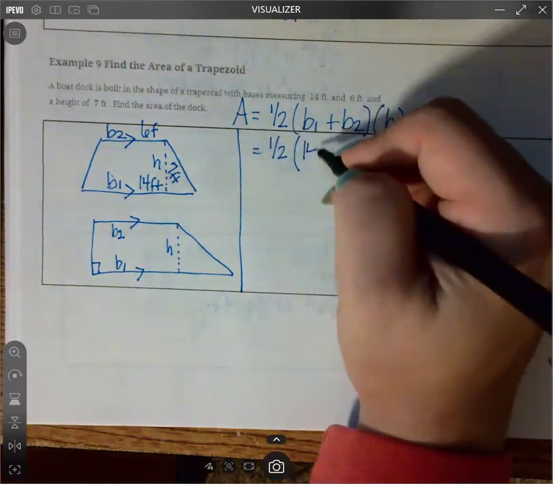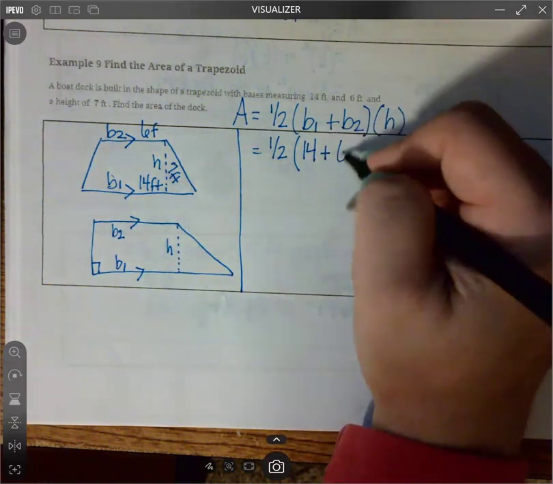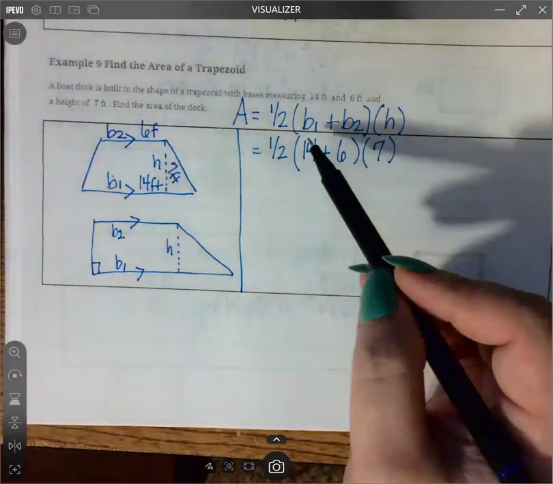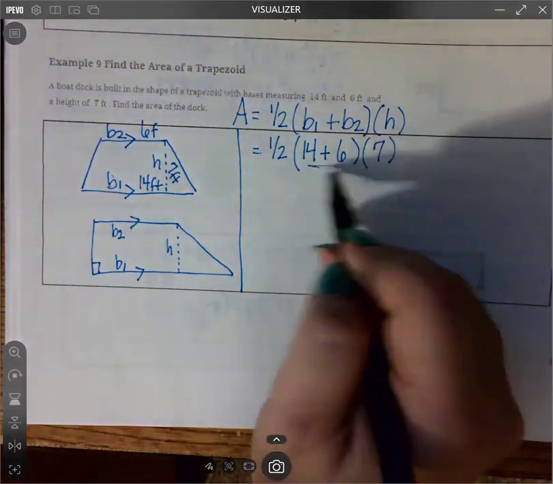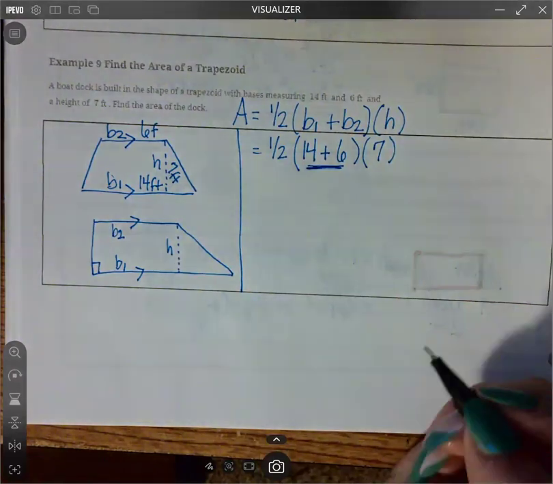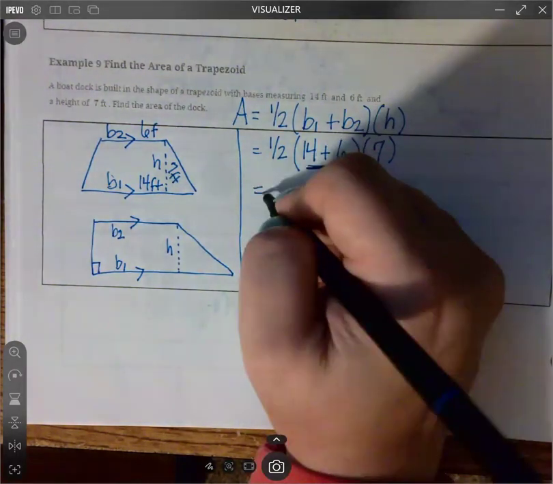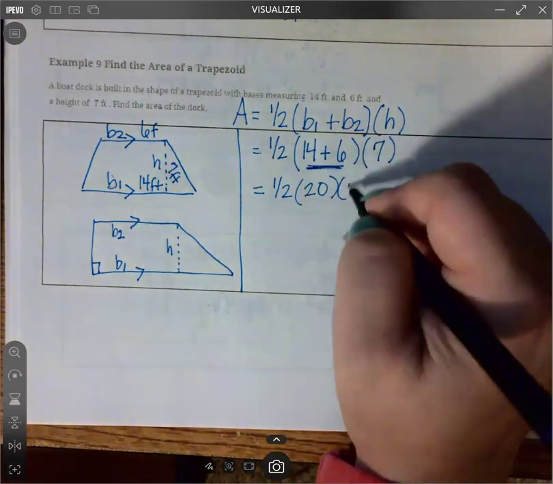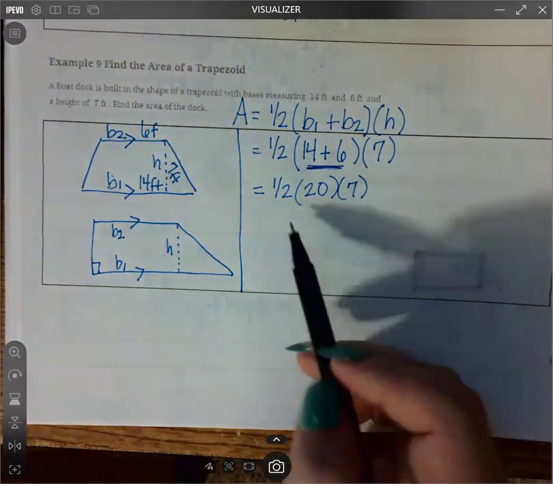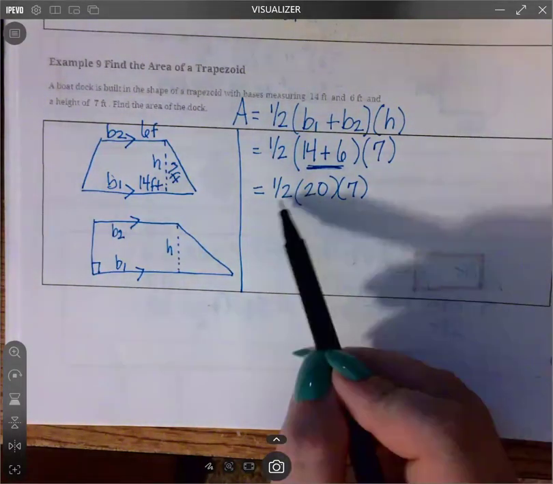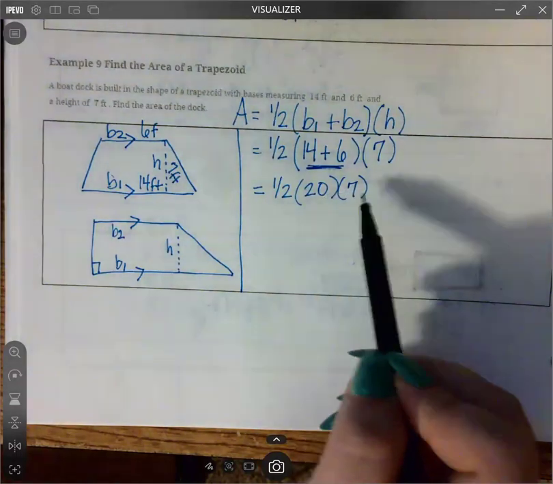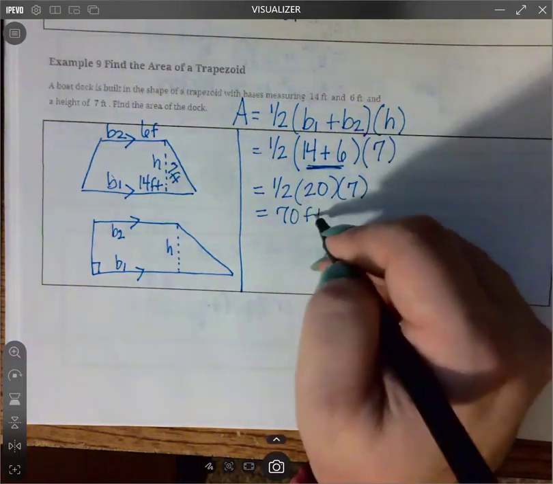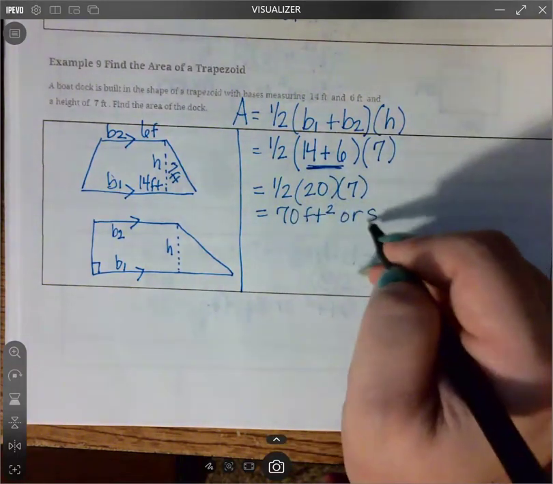Base 1 is 14, base 2 is 6, and our height is 7. Again, notice that base 1 and base 2 are inside the parentheses. I want to add them first. Order of operations says inside the parentheses occurs first. Then we can multiply from left to right. 1/2 of 20 is 10. 10 times 7 is 70. Again, feet squared, or square feet.